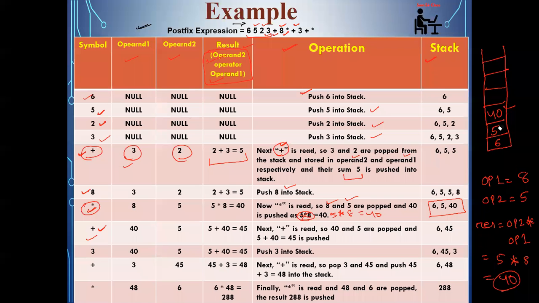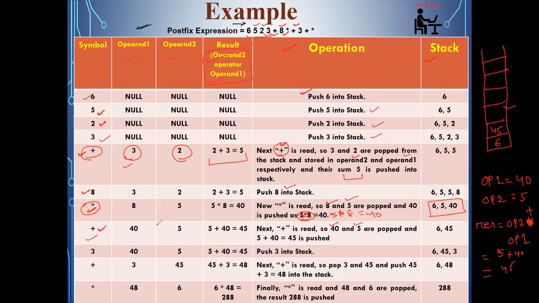Okay, let me erase this one. Okay, so operand 1 will become 40, operand 2 will become 5. And here in place of multiplication, I have to use the plus operator. So 5 plus 40 will become 45. Okay, so that means I have to erase these two values and finally I have to keep 45 on the stack top.